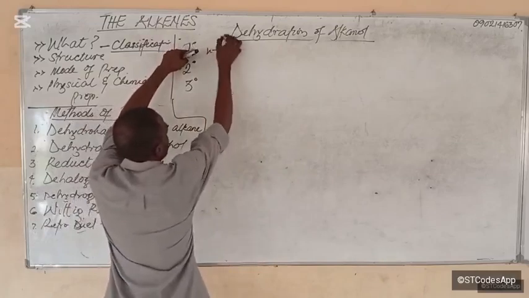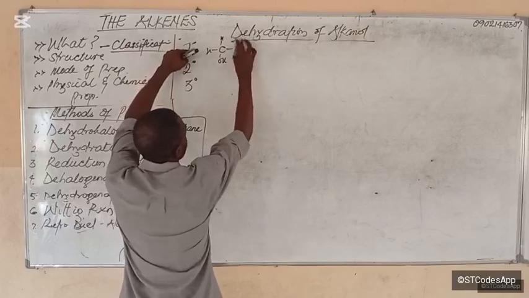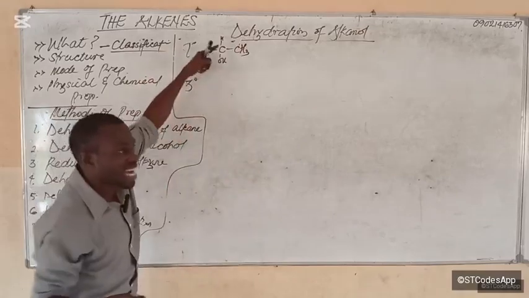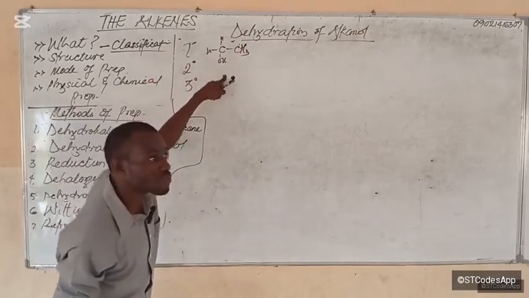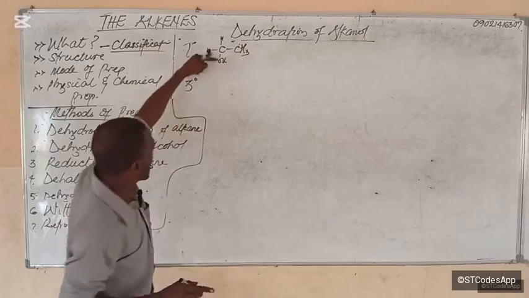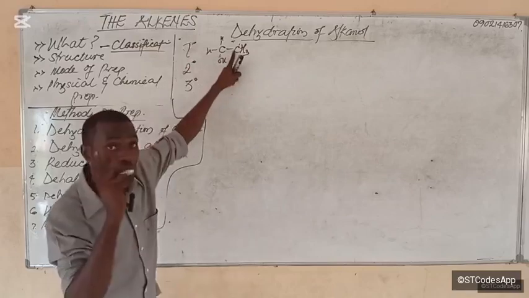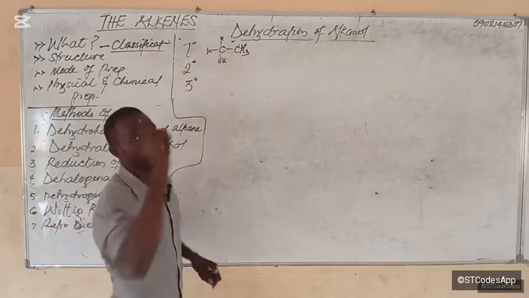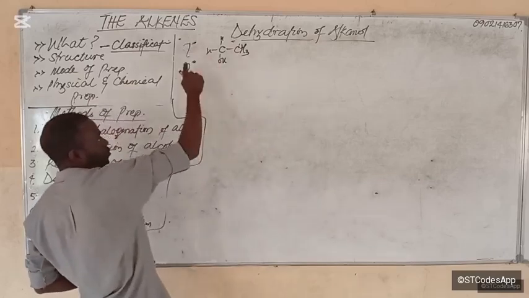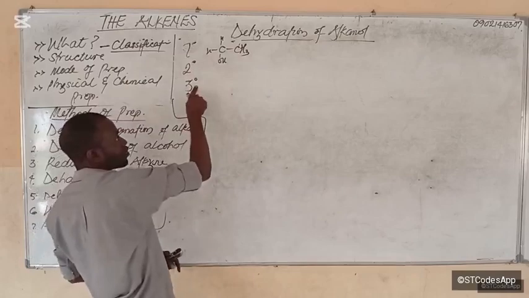Why is it primary? It is primary because, so let's just put CH3 here, the carbon that bears the OH group is attached to only one more carbon. This carbon that bears the OH is attached to only one carbon. So this is called what? Primary. Just think of it as attached to one carbon. This one will be attached to what? Two carbons. This one, the carbon bearing the OH, will be attached to what?